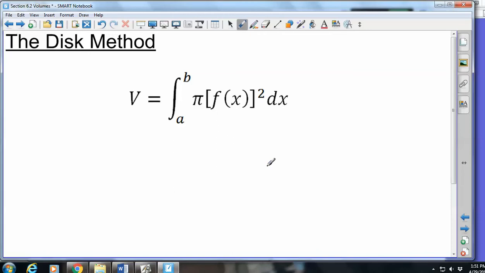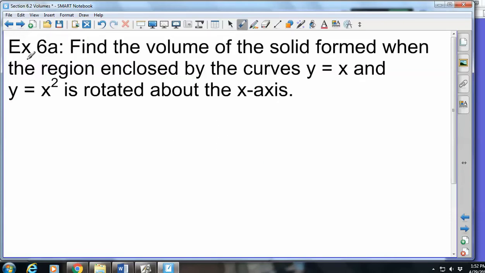It's when you have those circular cross-sections, the radius was just the function, so it's really just pi times the function squared, and we're integrating from A to B, left to right. Now we did see sometimes we had to go from top to bottom when the x value was changing. Then we may have to switch this and do it in terms of y sometimes. Let's look at this problem.